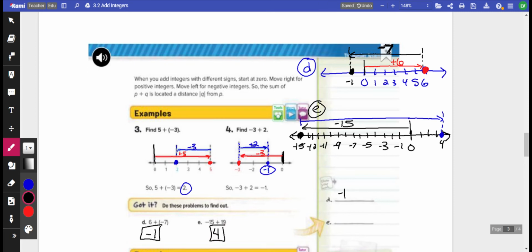Now if we go back and look at letter E, 15 and 19, I know it says negative 15. But if you did the absolute value of negative 15, that gives you 15. 15 and 19, you can simplify it. 19 is a larger number than 15. 19 is a positive. So that means that the answer is going to be a positive 4.